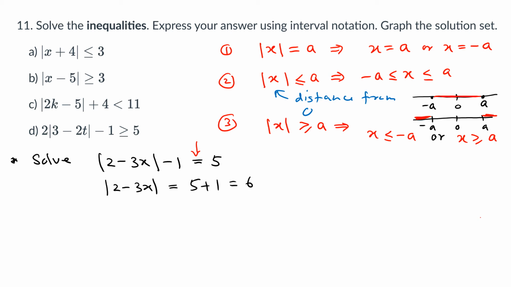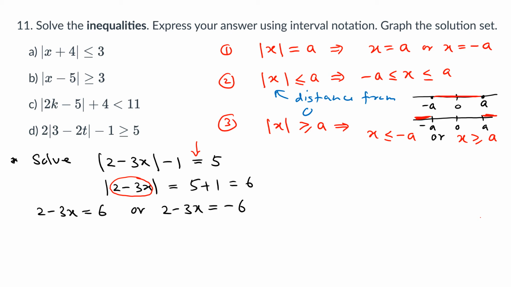You can see this is exactly like case number 1. You have an absolute function which equals a positive term. If this is the case, then the theory says that there are two cases to consider. What are the two cases? Either whatever is inside has to be equal to 6, that's the first case, so 2 minus 3x equals 6, or 2 minus 3x has to be negative 6. Those are the only two cases that can happen, because when you take the absolute value, you see the absolute value is exactly equal to 6.